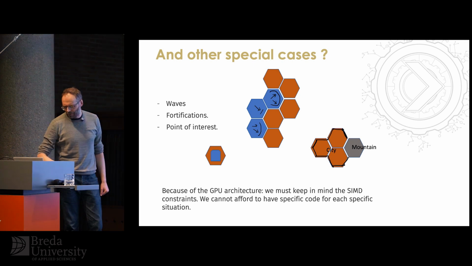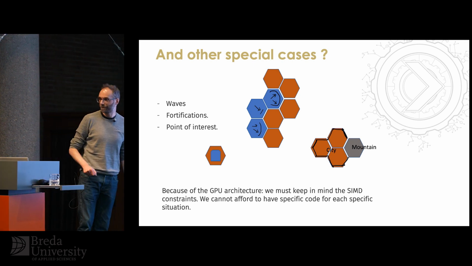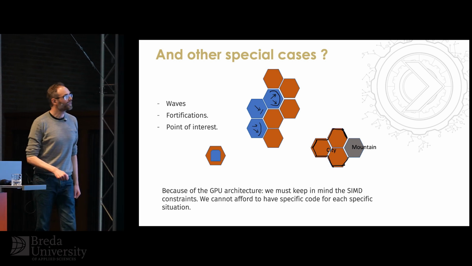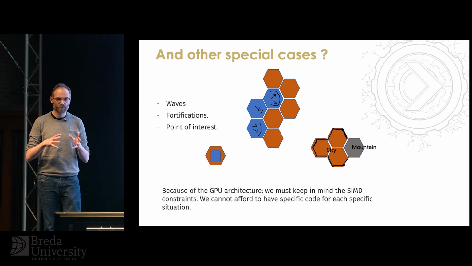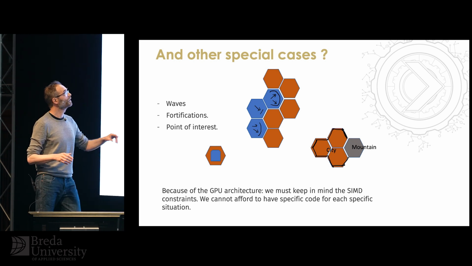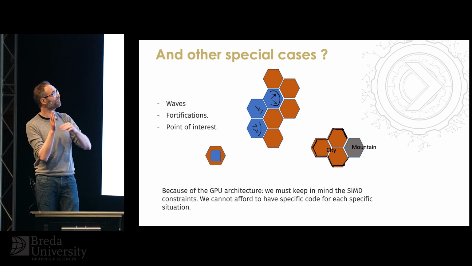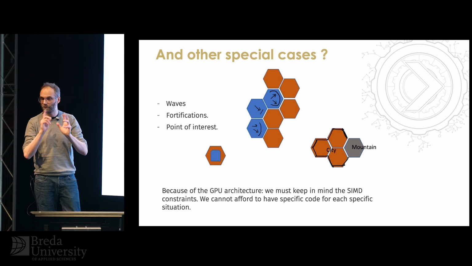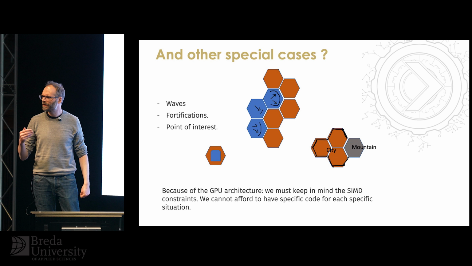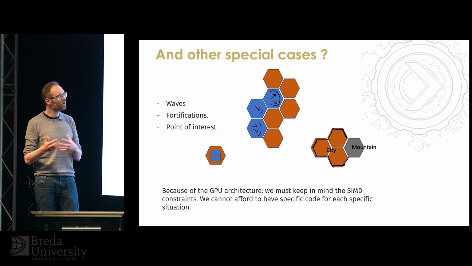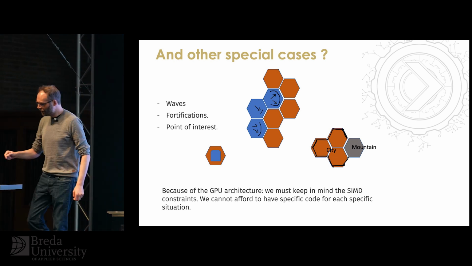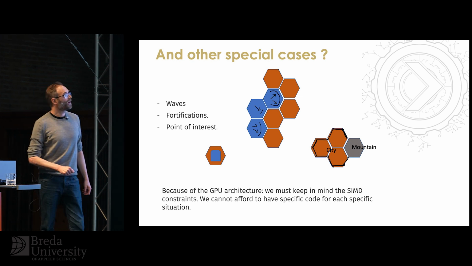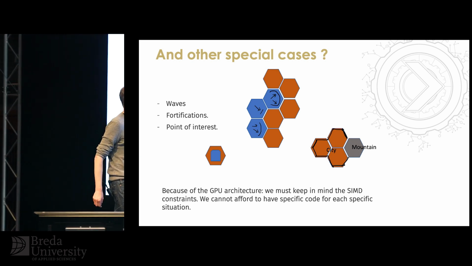It's a bit too simple because we have other cases. For example, the waves. Depending on the coastline, we need to produce different waves. If there is only one side, it's a simple wave. If there are two sides, it's a different wave with the correct orientation. So how do we handle that? You can introduce special cases for this kind of case. You also have fortification, so a city.